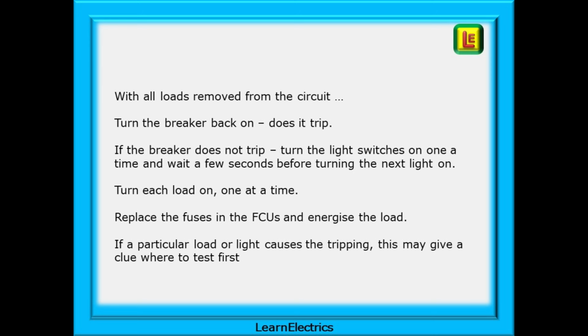If the breaker does not trip, turn the light switches on one at a time and wait a few seconds before turning the next light on. Turn each load on one at a time. Replace the fuses in the FCUs and energise the load. If a particular load or light causes the tripping, this may give a clue to where we should test first.